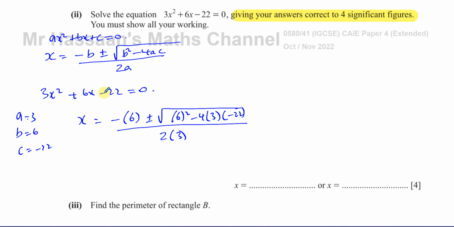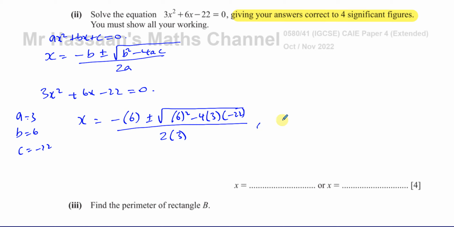They know that you just put it into your calculator, the function for solving equations, and you put in a is 3, b is 6, and c is minus 22 inside that function. You press equals and equals again, and you get your 2 answers. They know that. So that's why it says you must show all your working. So this is how you show the working for using the quadratic formula.